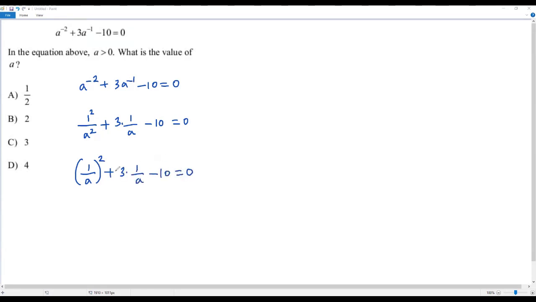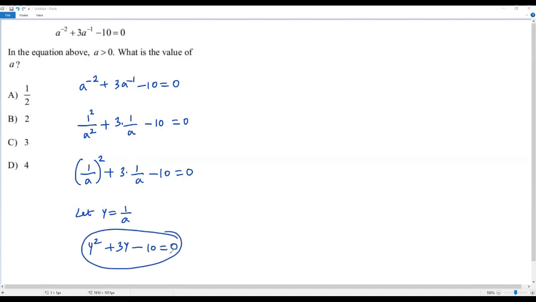Our aim is to solve for a, but a is in the denominator over here and here. To make the solving process easier, I am going to substitute a new variable y for this 1 over a. Let y equal 1 over a. So in this equation, instead of 1 over a, I can write y. Then I get y squared, plus 3 times 1 over a, which we can substitute with y: plus 3y, minus 10 equals 0.